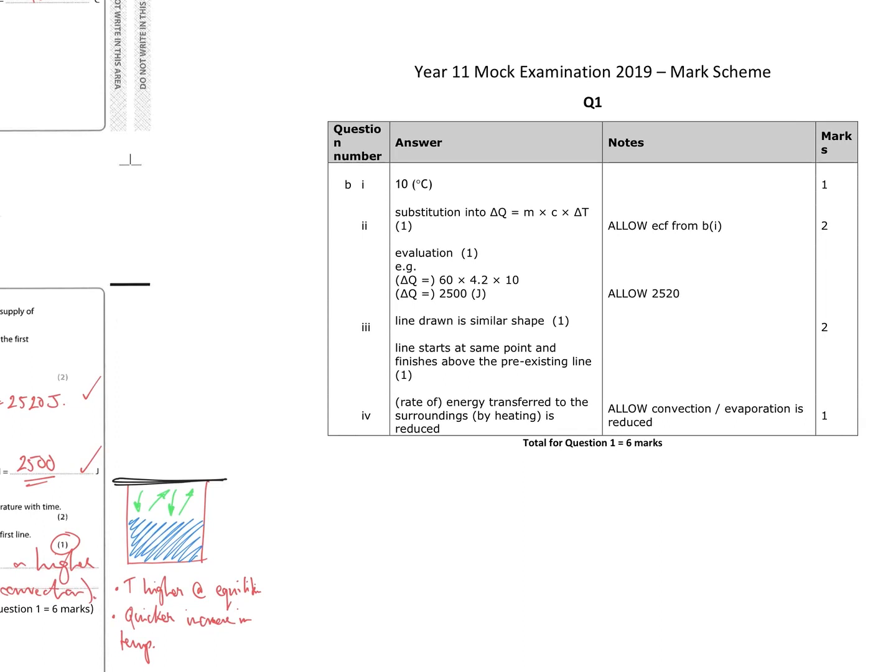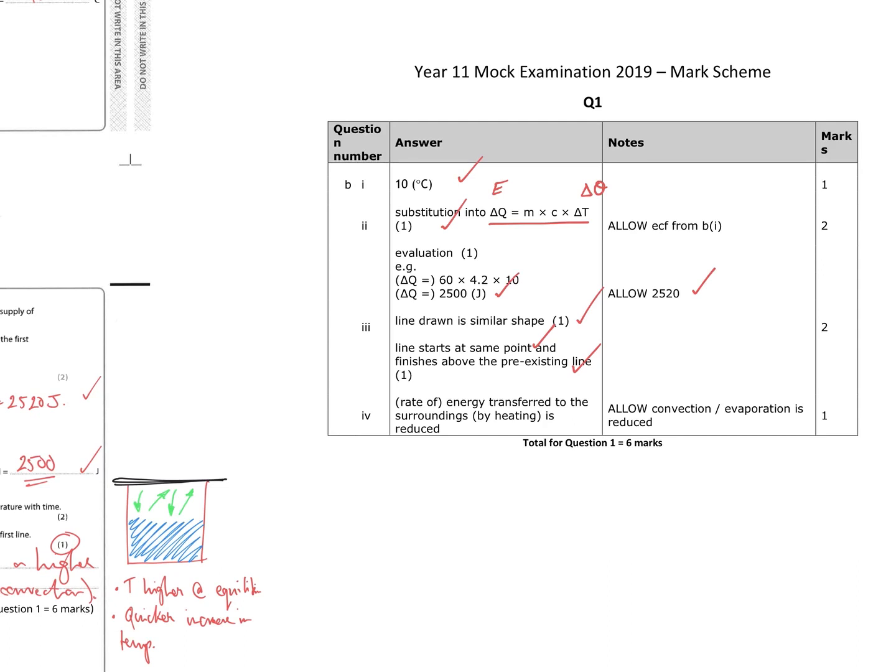I brought them here. 10 degrees, so that's right. You've then got the equation here. Interestingly, I used delta theta, the change in temperature, and I said the energy. Otherwise, the equation holds true. And then, yes, we allowed either 2,520 or 2,500 was correct. The line was a similar shape, starts at the same point and finishes above the pre-existing point, yes.